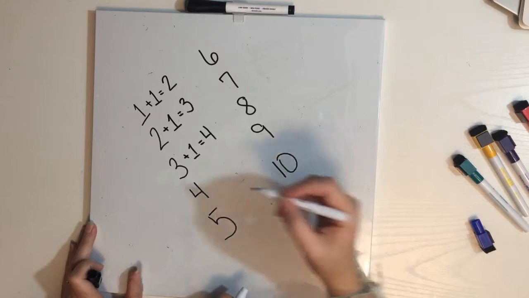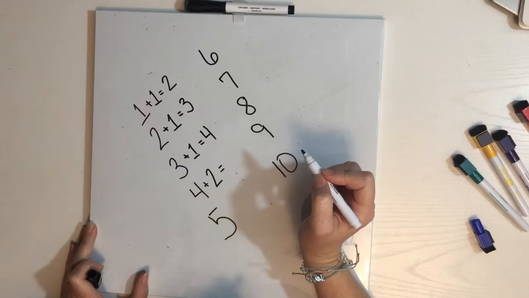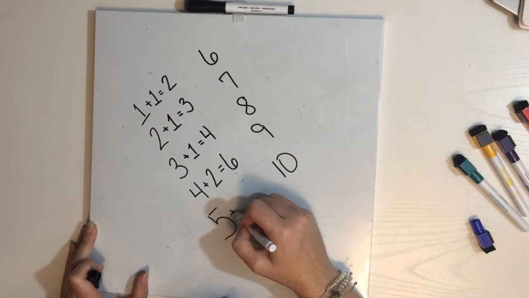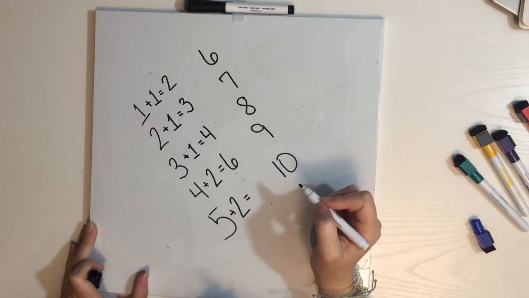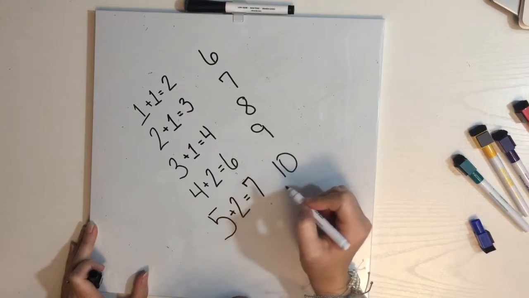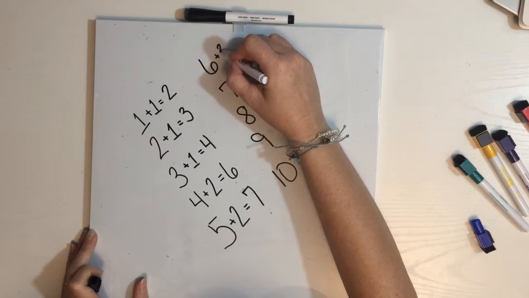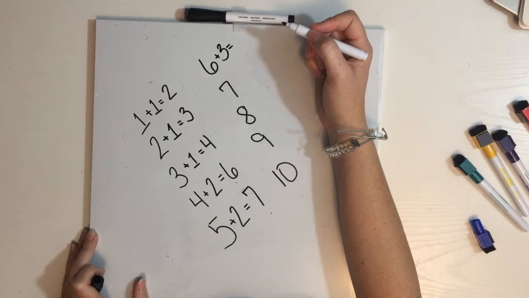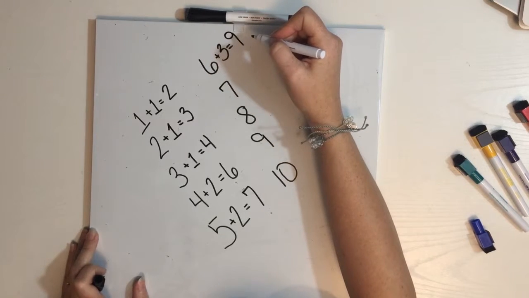So let's mix it up, okay? What's 4 plus 2 equal? 6. What is 5 plus 2 equal? 7. Mixing it up again. What is 6 plus 3 equal? What's 6 plus 3? 9. Oh, that one's real hard. It was a little hard.